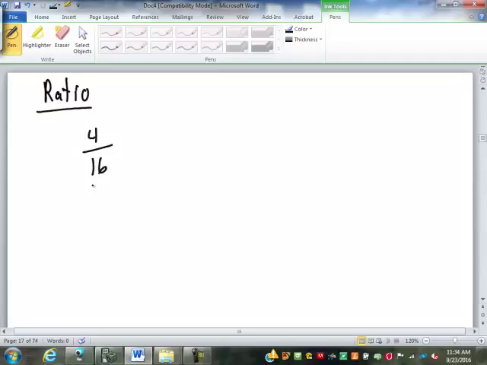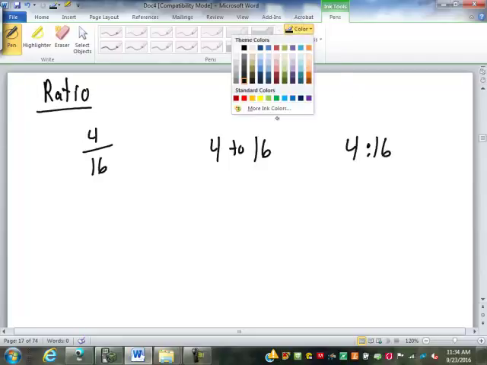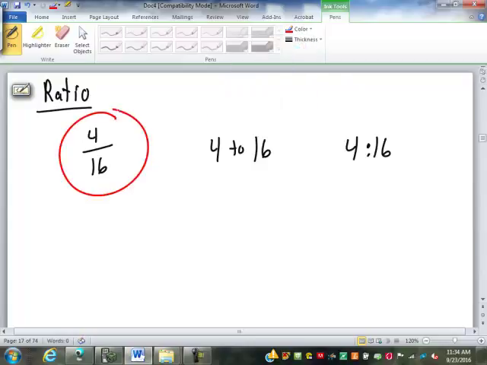So I could write that like this, as 4 over 16, a fraction. I could write it 4 to 16 like that in words, or I could write it as 4 with a colon 16. The two most common notations are the fraction notation and the colon. I prefer the fraction notation because written in that form, there are a lot of things I can do with a ratio that are very, very similar to what I do with a fraction.